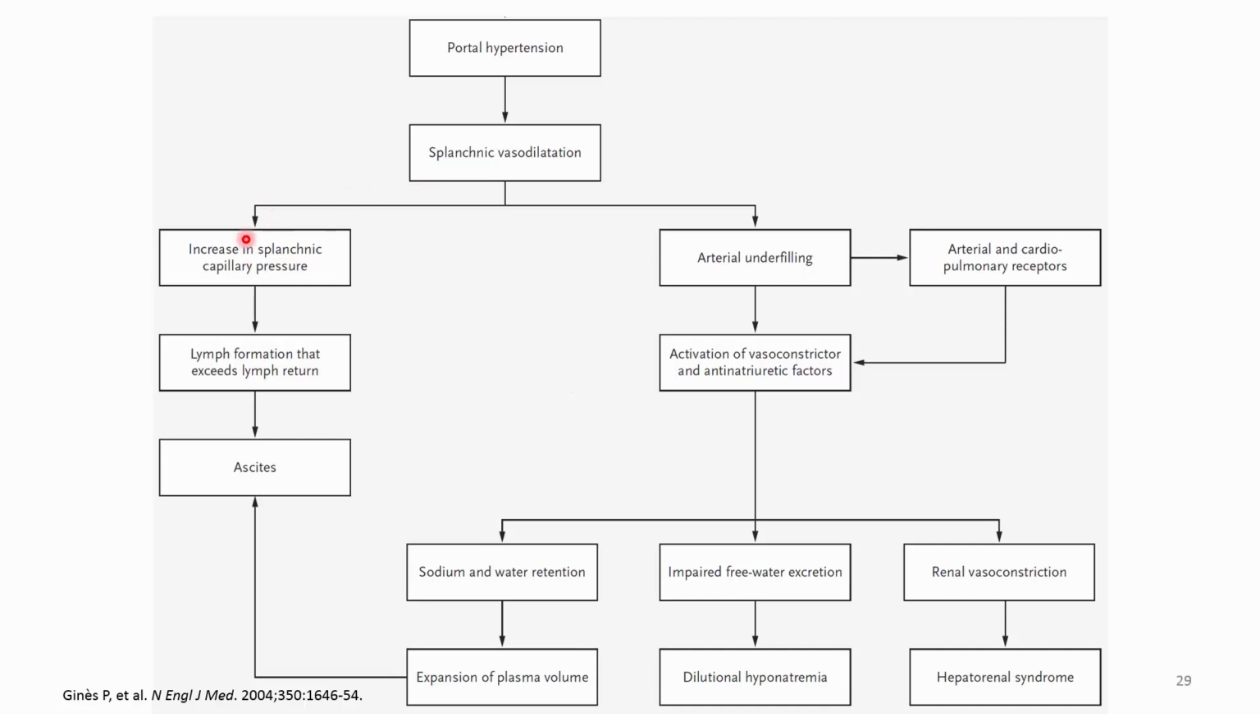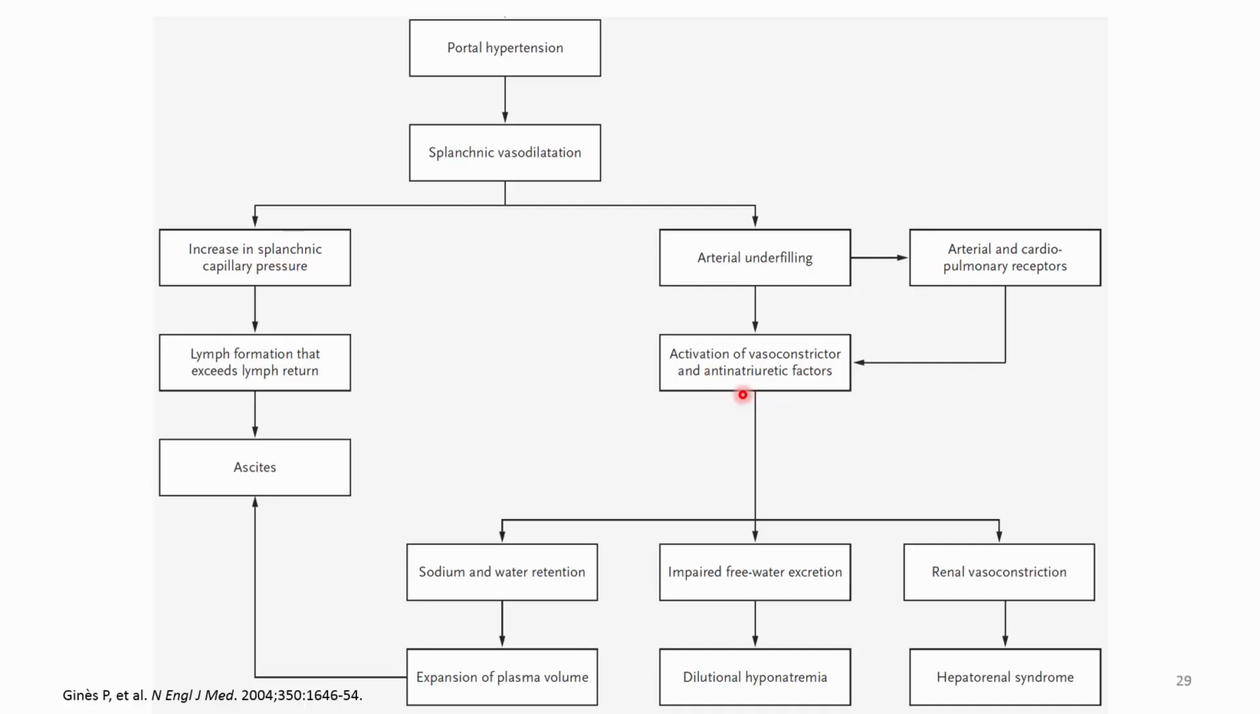So vasodilation in the portal system just results in more blood going there, so the pressure increases. Whereas that same vasodilation in the normal systemic arteries results in arterial underfilling. So that would activate vasoconstrictors and anti-natriuretic factors. So once you get these factors released, then you will have sodium and water retention. So if you have sodium and water retention, then you have expansion of plasma volume, so that continues to add fluids to the ascites.